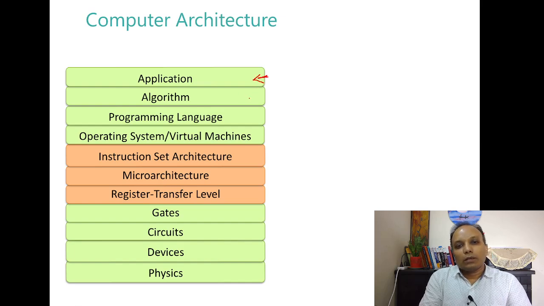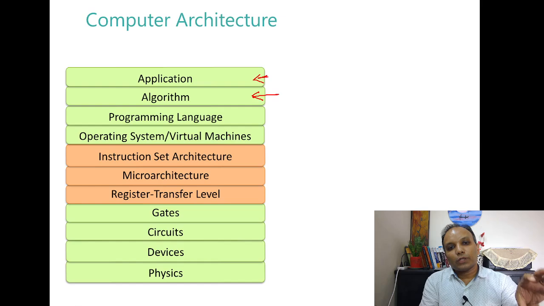Now, the immediate abstraction level below application is your algorithm. You need to find a solution for this application, so you have to have an algorithm. Now, how will this algorithm actually be implemented in a form that the machine can understand? For that you need some programming language, and then once you write it in the form of a programming language, your operating system will figure out how that set of instructions needs to be communicated to the actual machine beneath it, so that it can be evaluated.